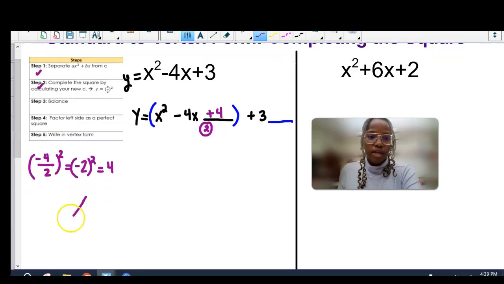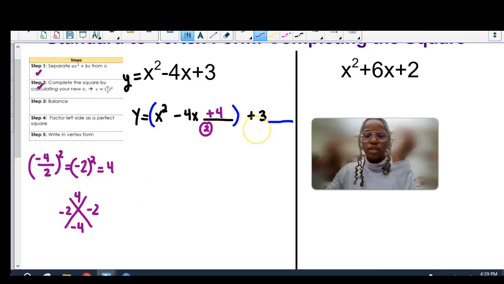Or you could just think about it as, okay, I know my b value is negative 4. What two numbers give me negative 4? This is like dividing that into 2 equal parts. And then you can multiply these together to get positive 4. Just in case memorizing too many formulas is becoming overwhelming at this point. Okay?